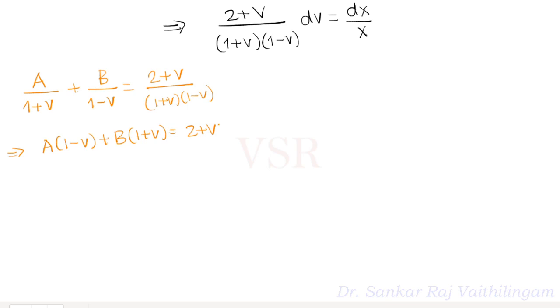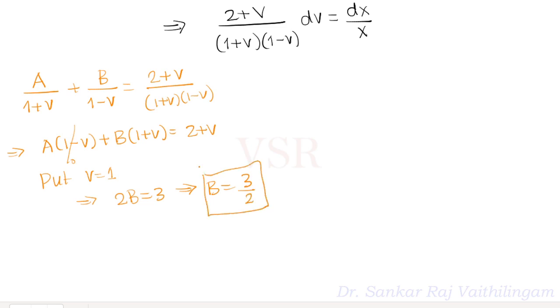Okay, now what am I going to do? Put V equal to 1. If we put 1 in place of V, this term becomes 0, since 1 minus 1 is 0. So this implies 2B is equal to 2 plus 1, which is 3. So this implies that B is equal to 3 by 2.